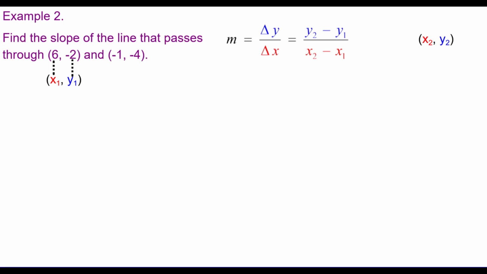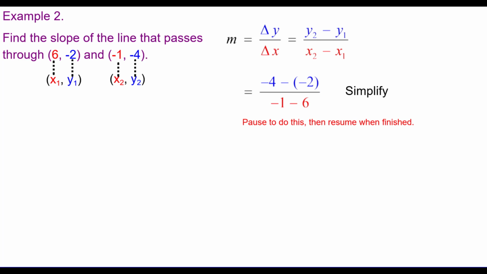So we're going to let x sub 1 be 6 and y sub 1 be -2. X sub 2 is -1 and y sub 2 is -4. And by the way, you could switch these. You could let this be x sub 2 and y sub 2 and so on. Doesn't make any difference. Substituting -4 minus a -2 over -1 minus a +6. And then we have to simplify that expression. Pause to do this and resume when you're finished.